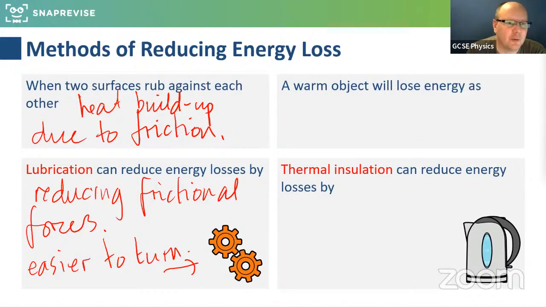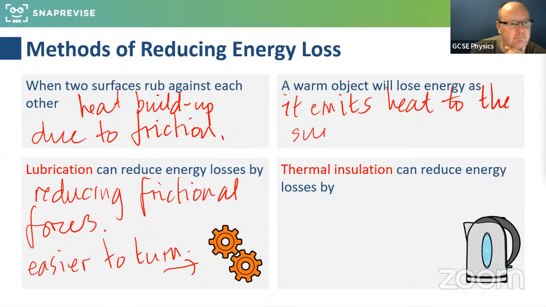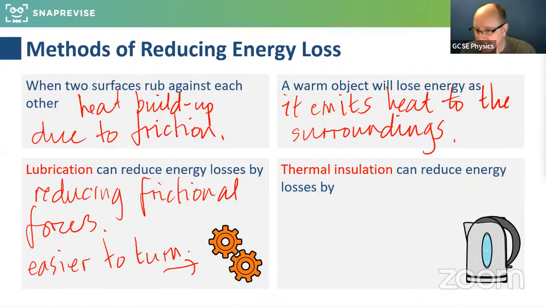And what will a warm object do to lose energy? So another method of energy loss from something that is warm, where is energy going to go from a warm object? Yeah, thank you, Dee. So a warm object will lose energy as it emits heat to the surroundings. Okay, good. Thank you, Samaya and Tanya as well.